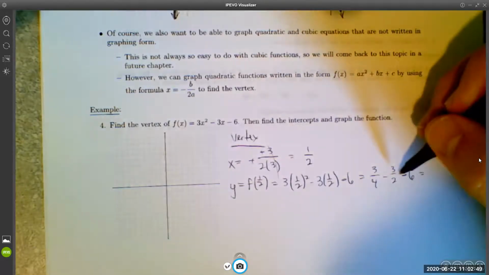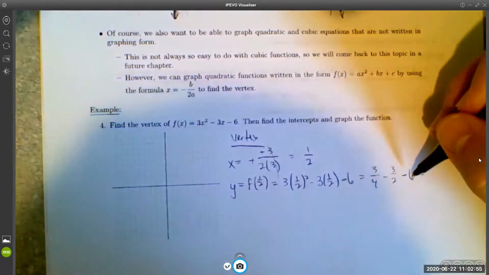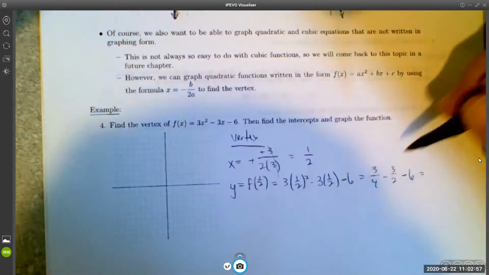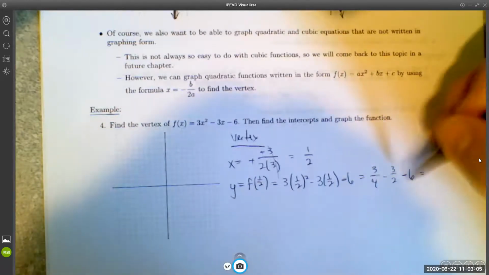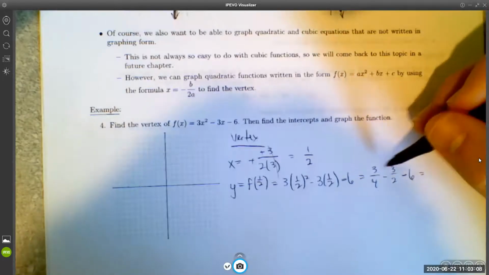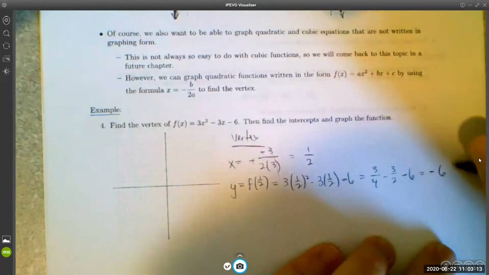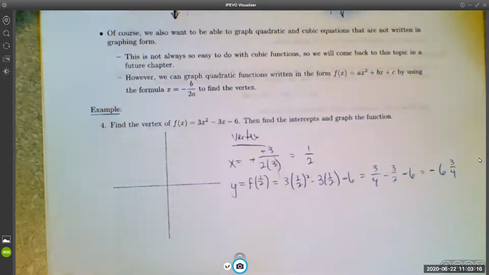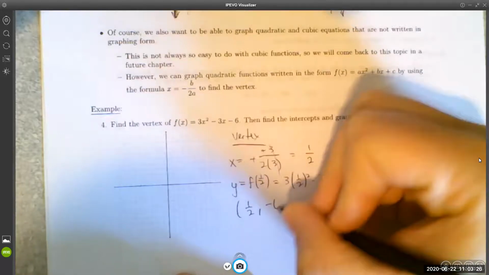3/2 is the same thing as 6/4. And 6 is the same thing as 24/4. I'm just getting common denominators, right? But I've got 3/4 minus 6/4. That's negative 3/4. Actually, maybe I'll do it like this. I've got negative 3/4 minus 6. So I think that should be negative 6 3/4, right? That's even easier. That'll be easier to graph. Okay, so the vertex is the point 1/2, negative 6 3/4.